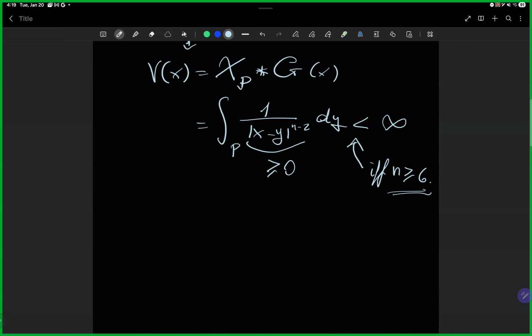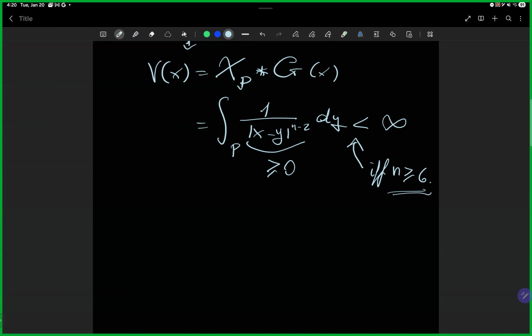Now, if you're in dimension 3, 4, and 5, you need to adjust the representation formula, because this is not correct. This creates extra difficulties, and in particular, dimension 3 is where the challenge gets the worst, because this function v behaves in a very weird way.